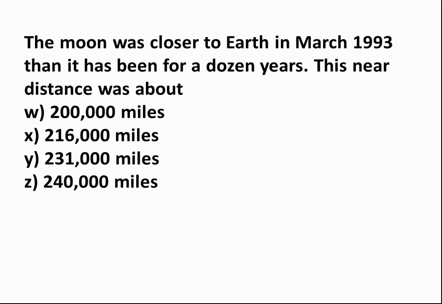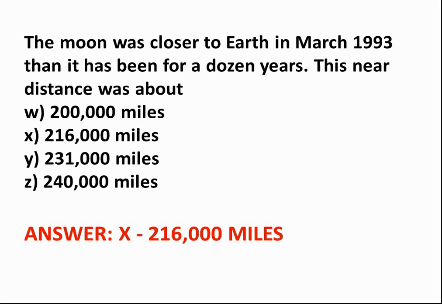The Moon was closer to Earth in March 1993 than it has been for a dozen years. This near distance was about W. 200,000 miles. X. 216,000 miles. Y. 231,000 miles. Z. 240,000 miles. Answer: X. 216,000 miles.